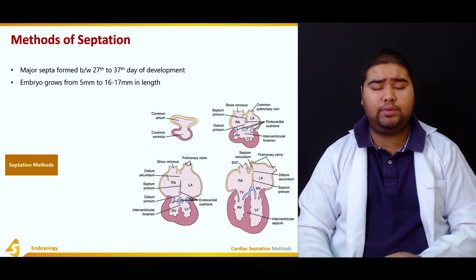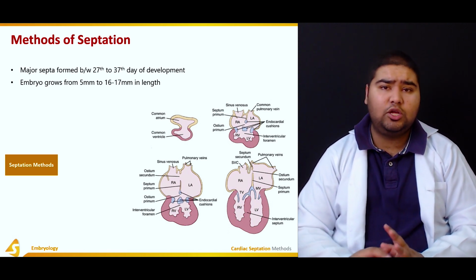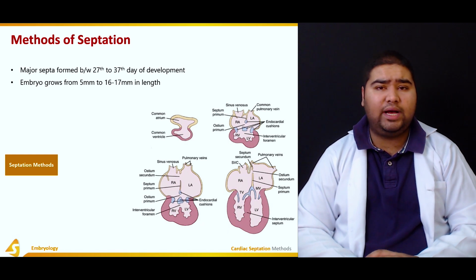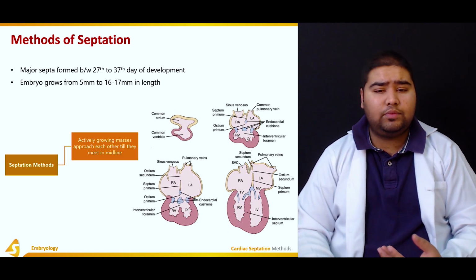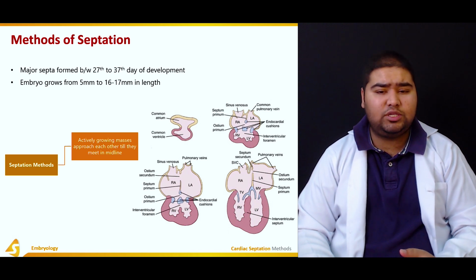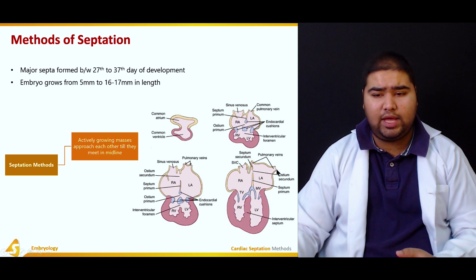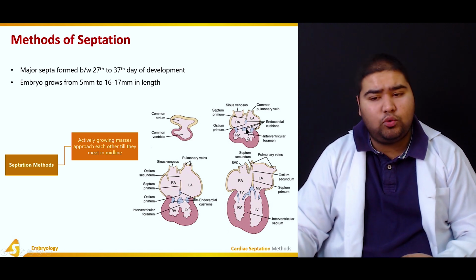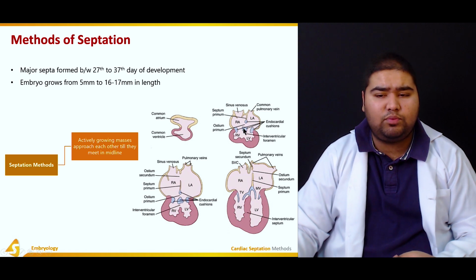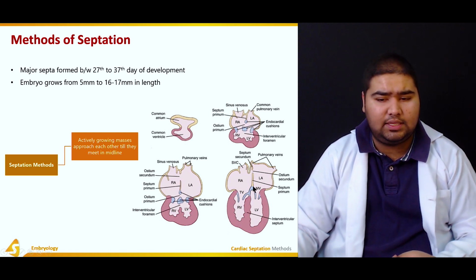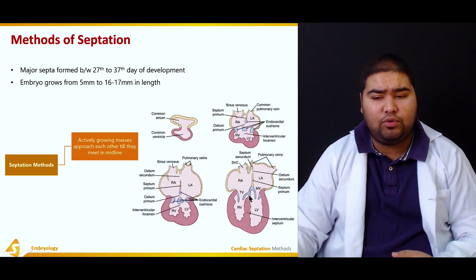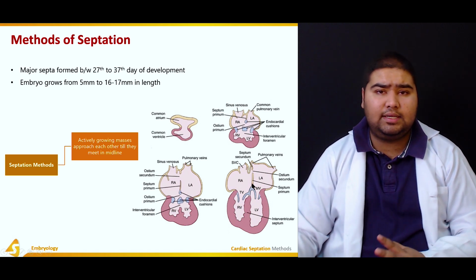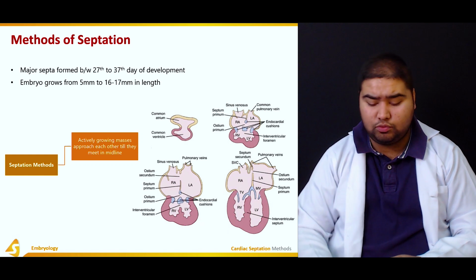As we talked about earlier, there are two methods of septation: one with the endocardial cushions and one without the endocardial cushions. So we see actively growing masses which approach each other till they meet in the midline. Here you can see these masses. The ones in blue are the actively growing masses, and they tend to fuse with each other. When they meet, they form the cardiac septa. This is the cardiac septum, which has been formed by the growing masses, and now it has divided the atria and the ventricles into two parts.